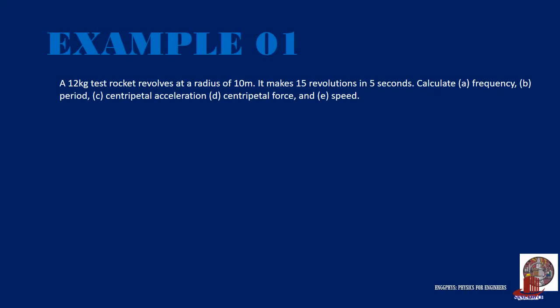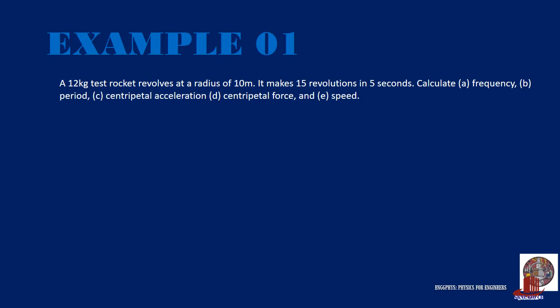Example 1 is a simple computation to find out the different parameters we just discussed. A 12-kilogram test rocket revolves at a radius of 10 meters. It makes 15 revolutions in 5 seconds. Calculate A, frequency, B, period, C, centripetal acceleration, D, centripetal force, and E, speed.